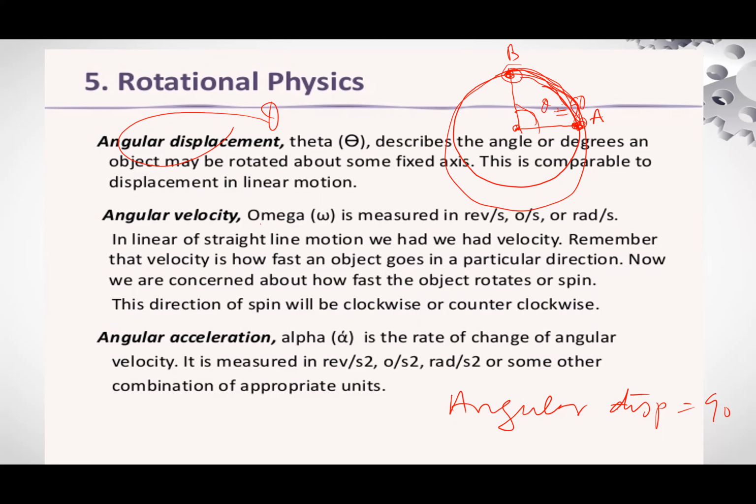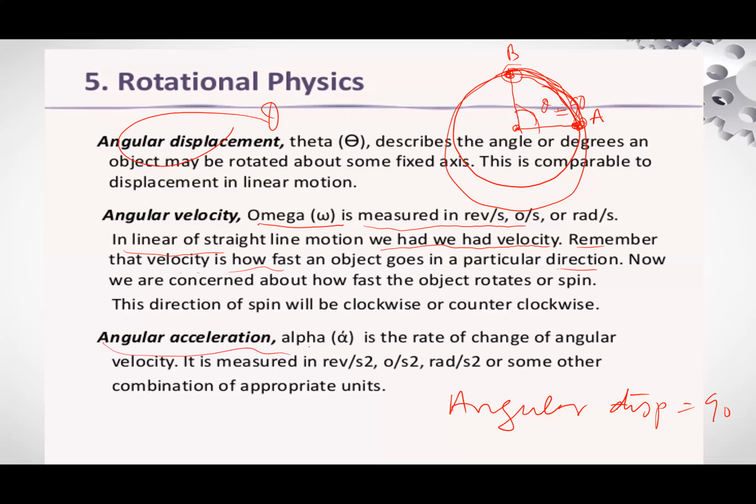Angular velocity, symbolically represented by omega, is measured in revolutions per second, radians per second, rotations per second. In linear or straight line motion, we had velocity. Remember that velocity is how fast an object goes in a particular direction. Now we are concerned about how fast an object rotates or spins. The direction of spin will be clockwise or counterclockwise.